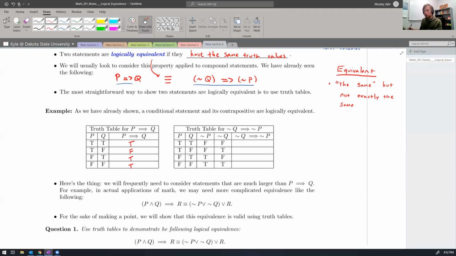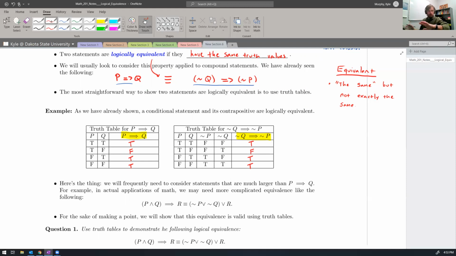Remember, the truth table for P implies Q is true, false, true, true. And for not Q implies not P, a false implying a false is always true. A true implying a false is always false. False implying a true is always true, and true implying true is true. And so again, as you can see here, these last two columns of the truth tables, the columns corresponding to the actual statements themselves that we're evaluating, are the exact same. That means those two statements are logically equivalent.